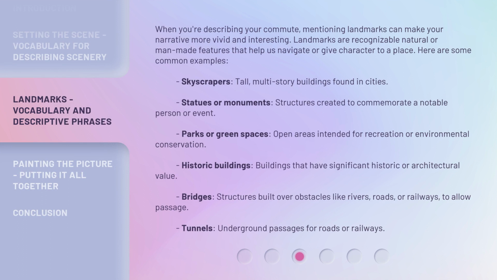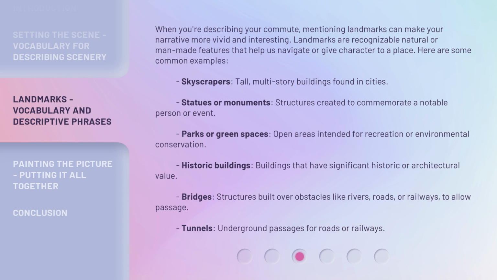When you're describing your commute, mentioning landmarks can make your narrative more vivid and interesting. Landmarks are recognizable natural or man-made features that help us navigate or give character to a place. Here are some common examples. Skyscrapers. Tall, multi-story buildings found in cities. Statues or monuments. Structures created to commemorate a notable person or event. Parks or green spaces. Open areas intended for recreation or environmental conservation.